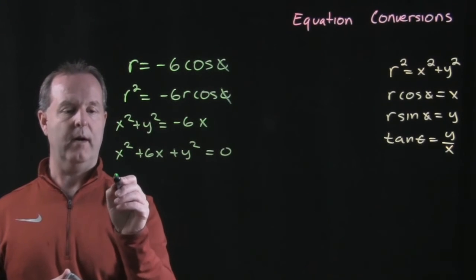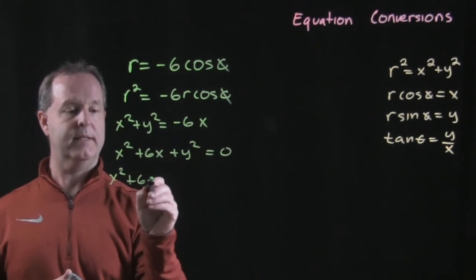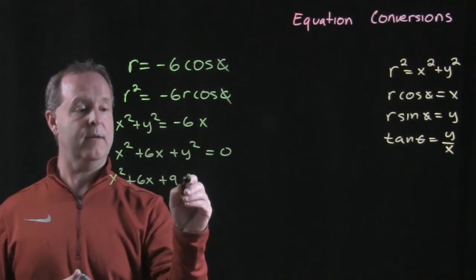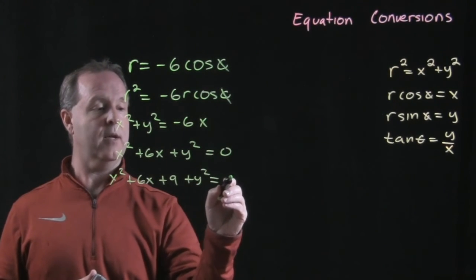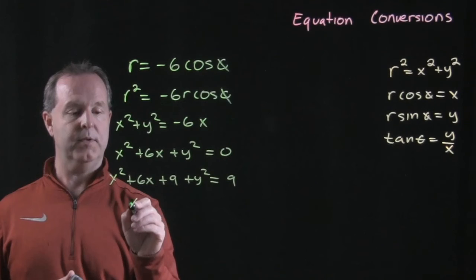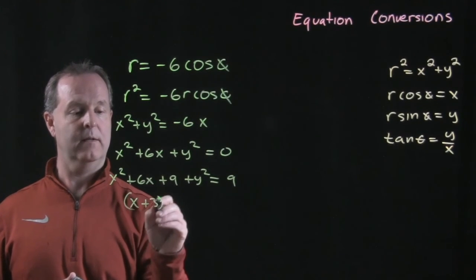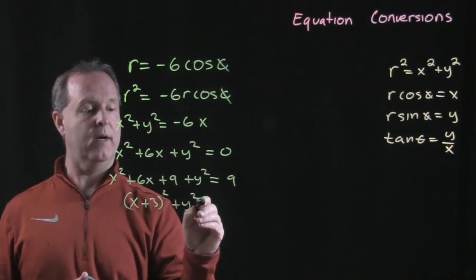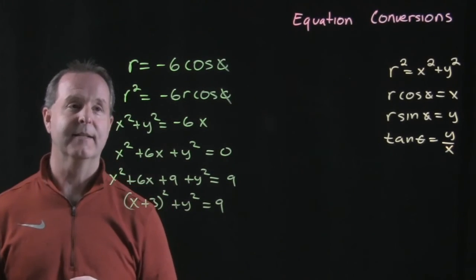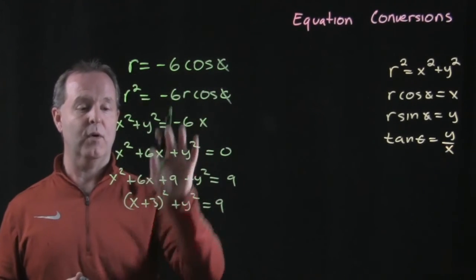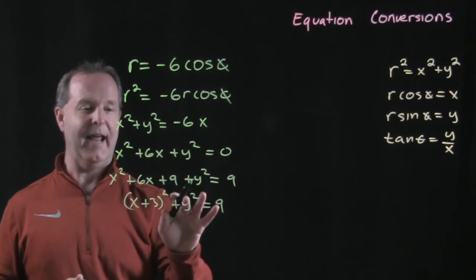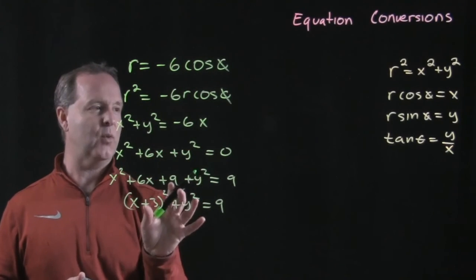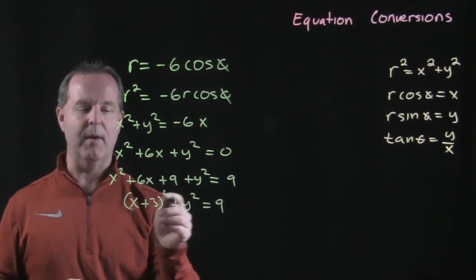I can complete the square here. So x squared plus 6x plus 9 plus y squared equals 9. This produces (x plus 3) squared plus y squared equals 9. And I very quickly went from a polar equation to a rectangular equation, in the form that we're used to.